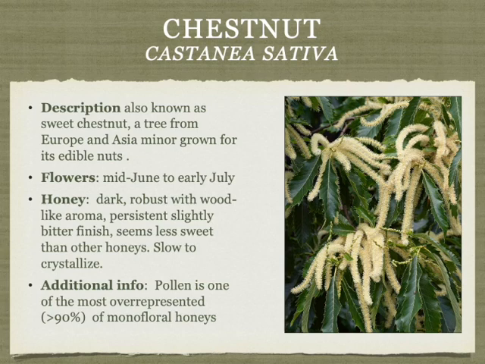Chestnut. It's a tree grown for its nuts over in Europe. This is a very unique honey. I really like it. Some people don't because of the relatively strong taste, wood-like aroma, sometimes slightly bitter finish. Personally, I really like this honey. It's unique in that it's one of the most overrepresented pollen in monofloral honey, usually 90% or more in order to be considered a monofloral honey.